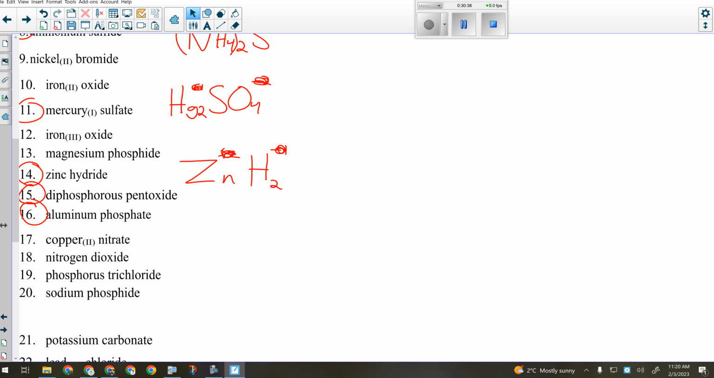Okay, number 15, we finally got one of these. We've been doing nothing but ionic compounds, so we finally have a molecular compound. We have diphosphorus, so P with what number beside it? 2. Pentaoxide, so oxygen with a 5.